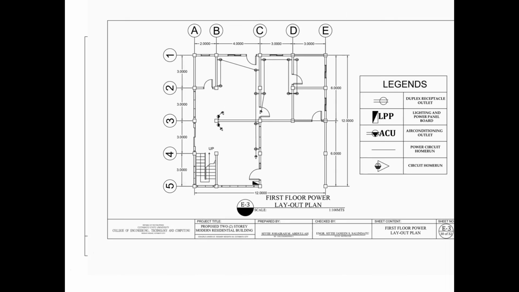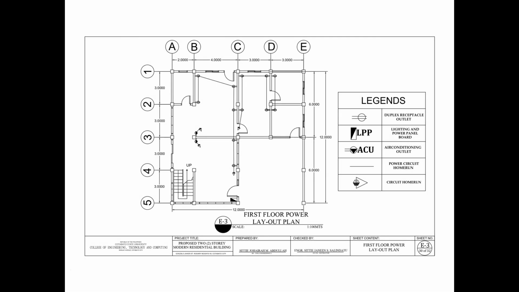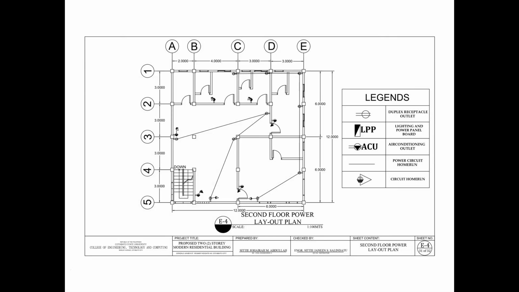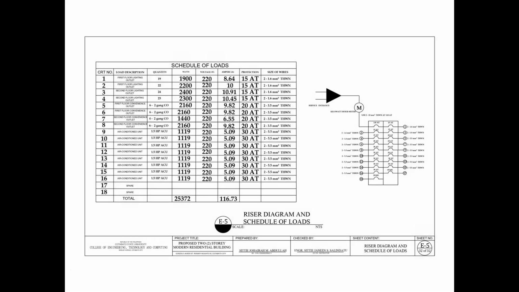The next one is the first floor power layout and the second floor power layout. In this sheet content, it can be seen the location of the convenience outlet as well as the AC or the air conditioning outlet in every room. Lastly, the riser diagram and schedule of loads.